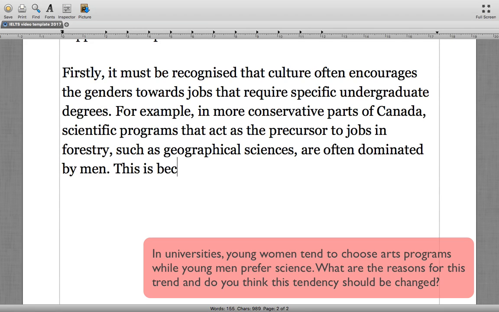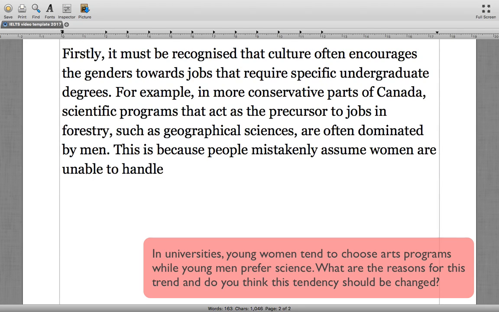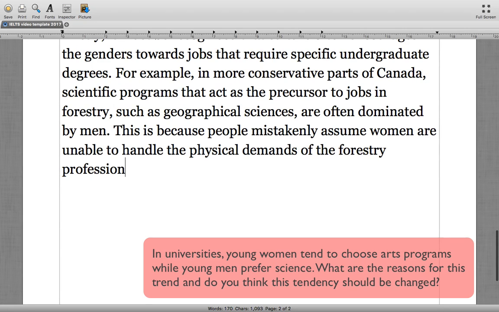And this is because people mistakenly assume women are unable to handle the physical demands of the forestry profession. Okay.